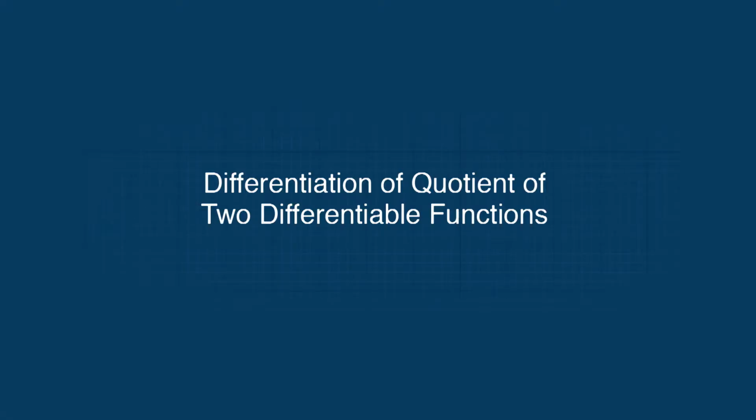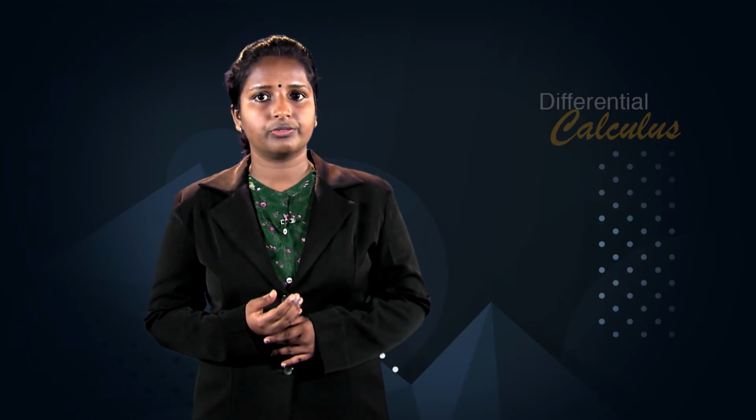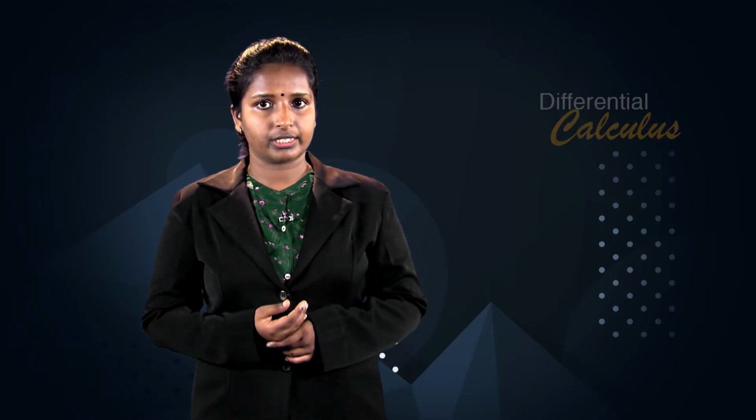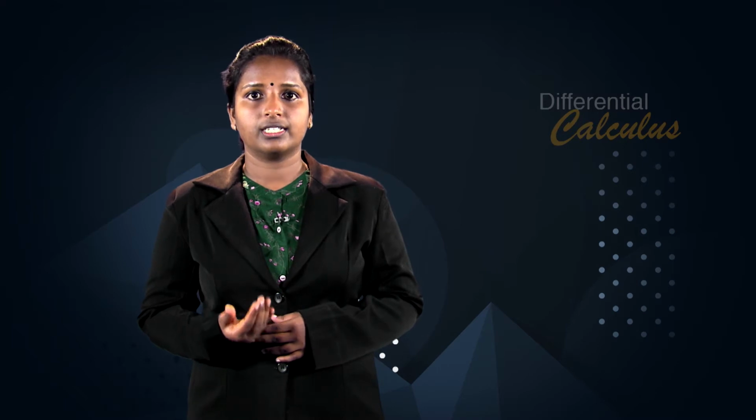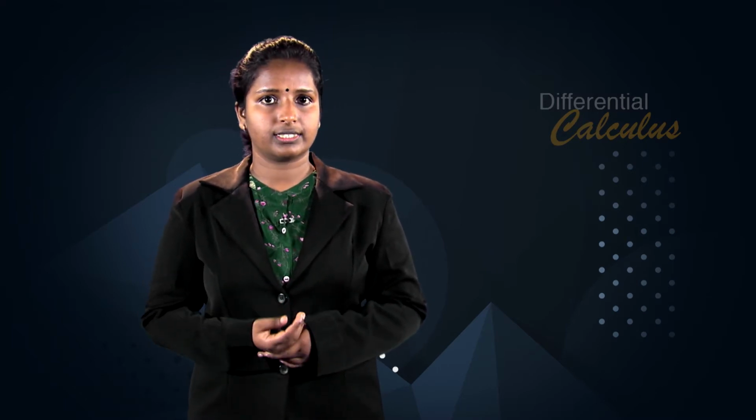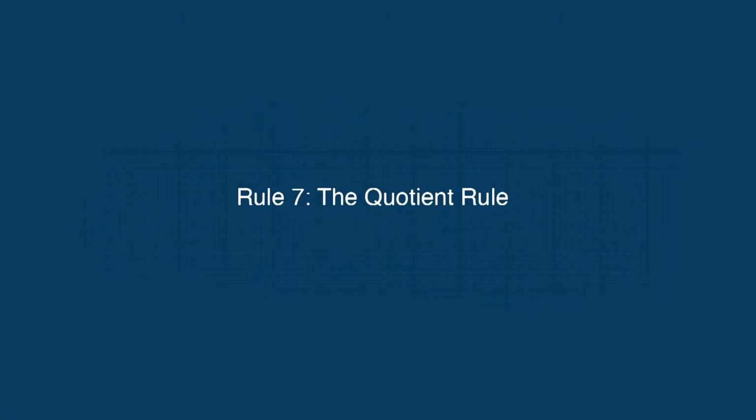Differentiation of the quotient of two differentiable functions. Just as the derivative of the product of two differentiable functions is not the product of their derivatives, the derivative of the quotient of two functions is not the quotient of their derivatives. What happens instead of this? Rule 7, the quotient rule.